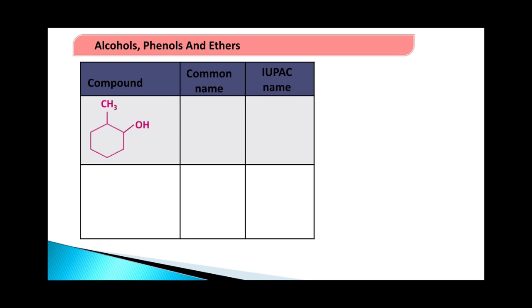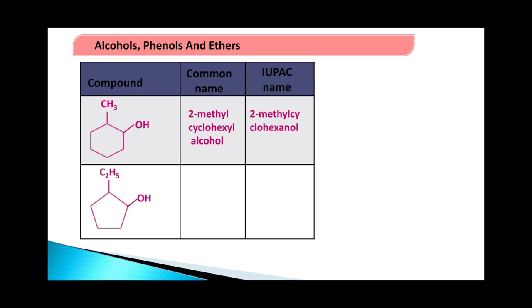Here again we have taken a cyclohexyl alcohol derivative where CH3 is added. The CH3 is at the position of the second carbon. Hence it is 2-methylcyclohexyl alcohol. Cyclohexyl alcohol is the parent one and 2-methyl is the prefix. Can you guess the IUPAC name? Just change it: 2-methyl extra to the first one. That is 2-methylcyclohexanol.